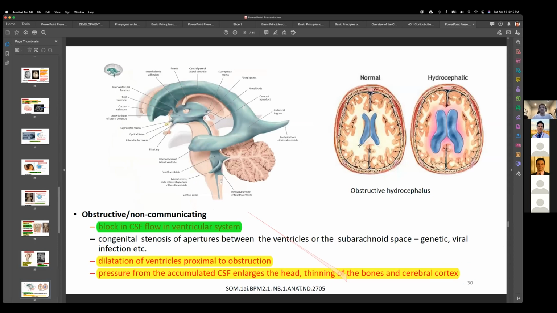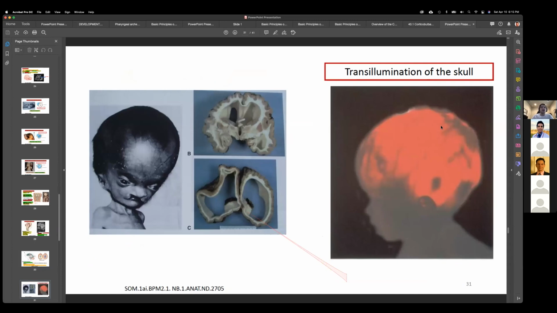Again, this is more of what happened in NB1 hydrocephalus. You would expect the ventricles to be enlarged. Transillumination, you can see that here, right? So some sort of obstructive hydrocephalus, I imagine, causing this high pressure.